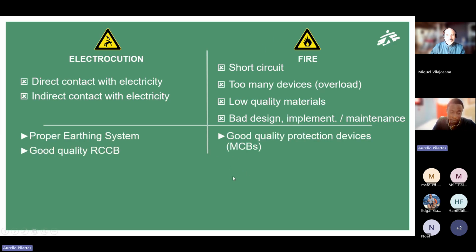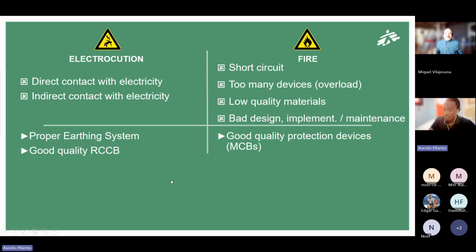Then, in order to avoid this risk of electrocution, or to minimize it at least, you should install a proper earthing system, because the earthing system will protect you against indirect contact. Whenever there's a live wire touching a case and you touch the case, instead of current flowing through your body, the current will flow through the grounding system to the ground, because a person will always have bigger resistance than the grounding system, and this is why the current will choose the path to the grounding system instead of the person. You should also have good quality RCCBs.